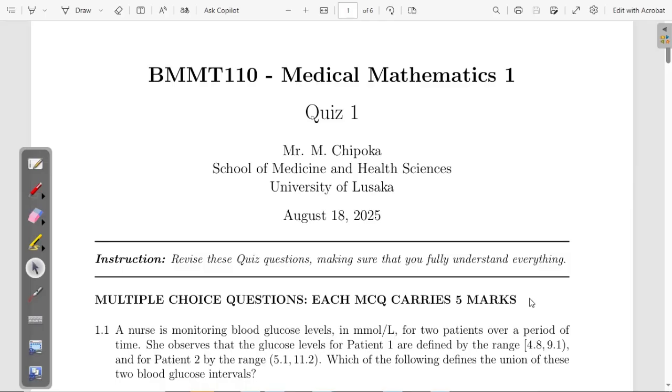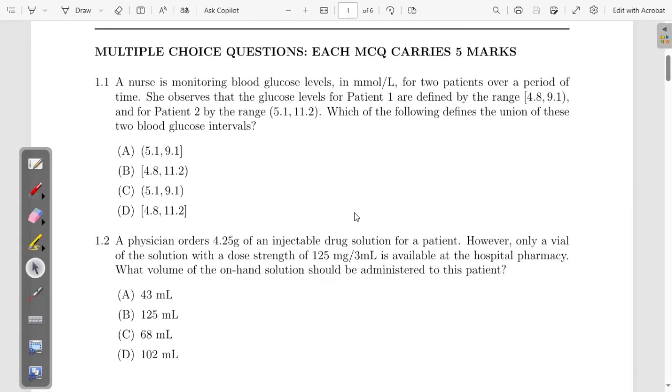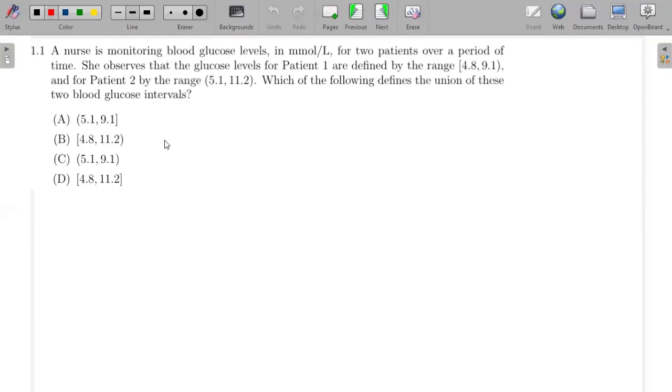So we'll be looking at questions from quiz one. Quiz one had questions on sets and the application they have to the medical field. We also had questions on surds, which means just irrational numbers. We're going to solve all the questions in this quiz. It has about 20 questions. So we start with the first question here.